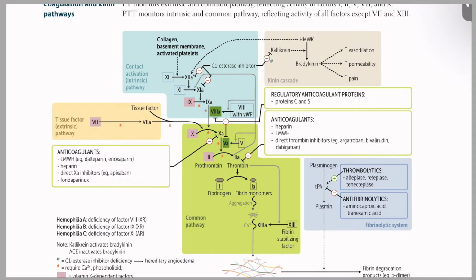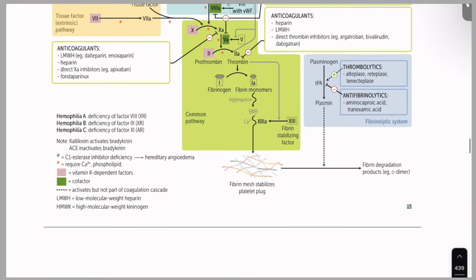dalteparin, enoxaparin. Okay, heparin. Direct Xa inhibitors, that is apixaban, fondaparinux. In hemophilia A, deficiency of factor 8, X-linked recessive. Hemophilia B, deficiency of factor 9, X-linked recessive. Hemophilia C, deficiency of factor 11, autosomal recessive.